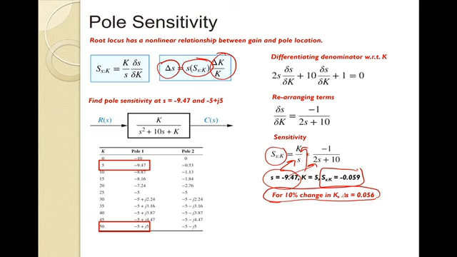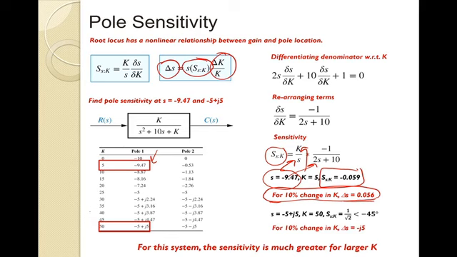So if I look at this pole location right here, which is at negative 9.47, if my gain changes 10%, then delta S is positive 0.056. So I'm at negative 9.47. That pole's going to move slightly to the right by 0.056. So, you know, not too bad, not overly sensitive. A 10% variation in the gain gives a very small incremental delta in that pole. So we could say not too bad, not too sensitive.